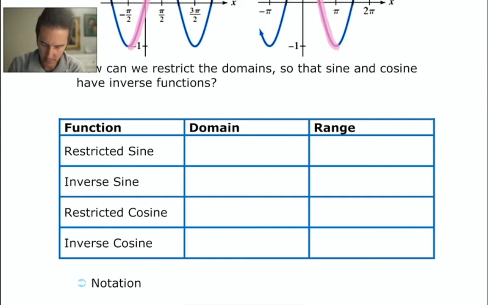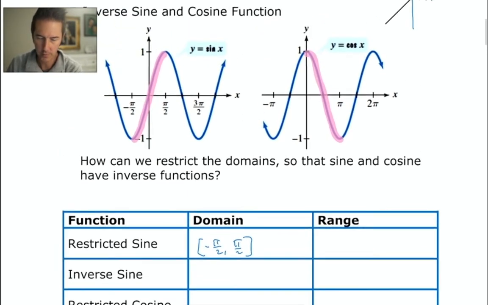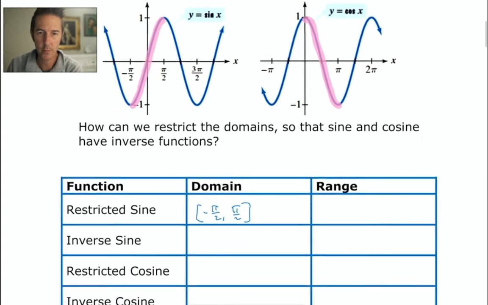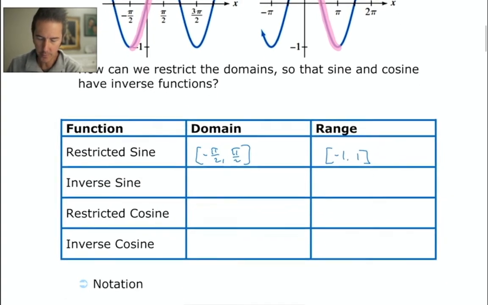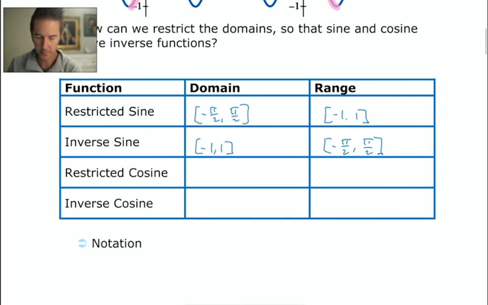So the restricted sine function has a domain that goes from negative pi over 2 to pi over 2. Oops, that's a square bracket there, both of those. And the range, as you can see in this diagram, the graph on the left, goes from negative 1 to positive 1, inclusive. And for the inverse function, when we flip the paper diagonally, when we swap the x and the y values, literally the domain and the range are trading places. So the domain of the inverse sine function goes from negative 1 to positive 1, and the range from negative pi over 2 to pi over 2. Square brackets on all of those, please.